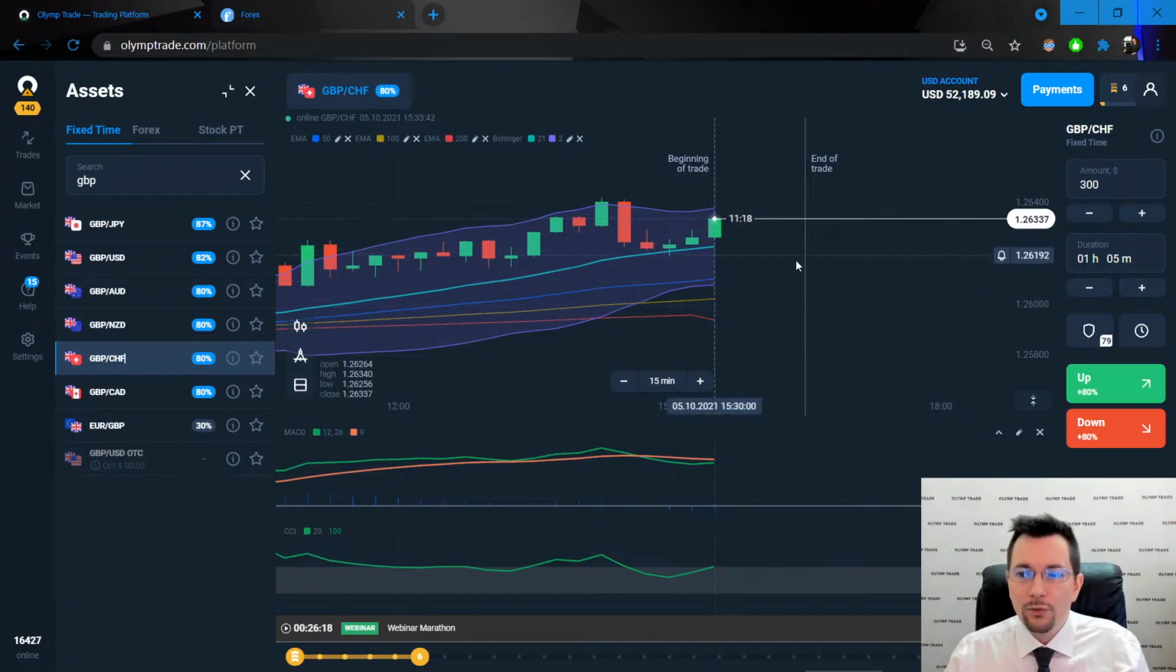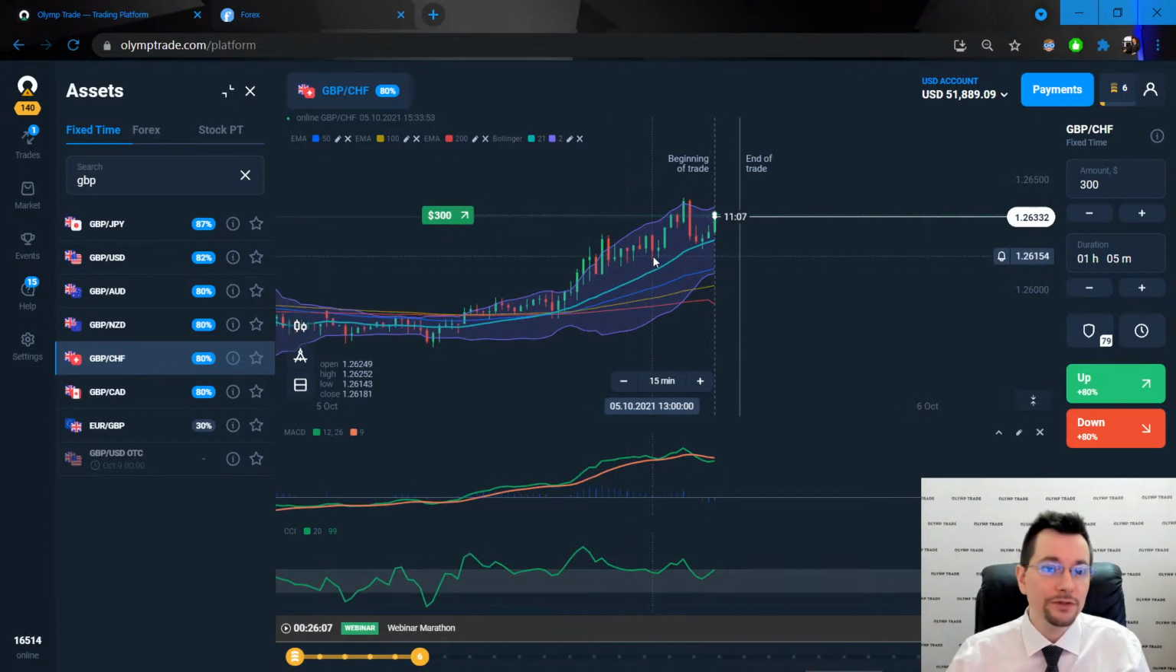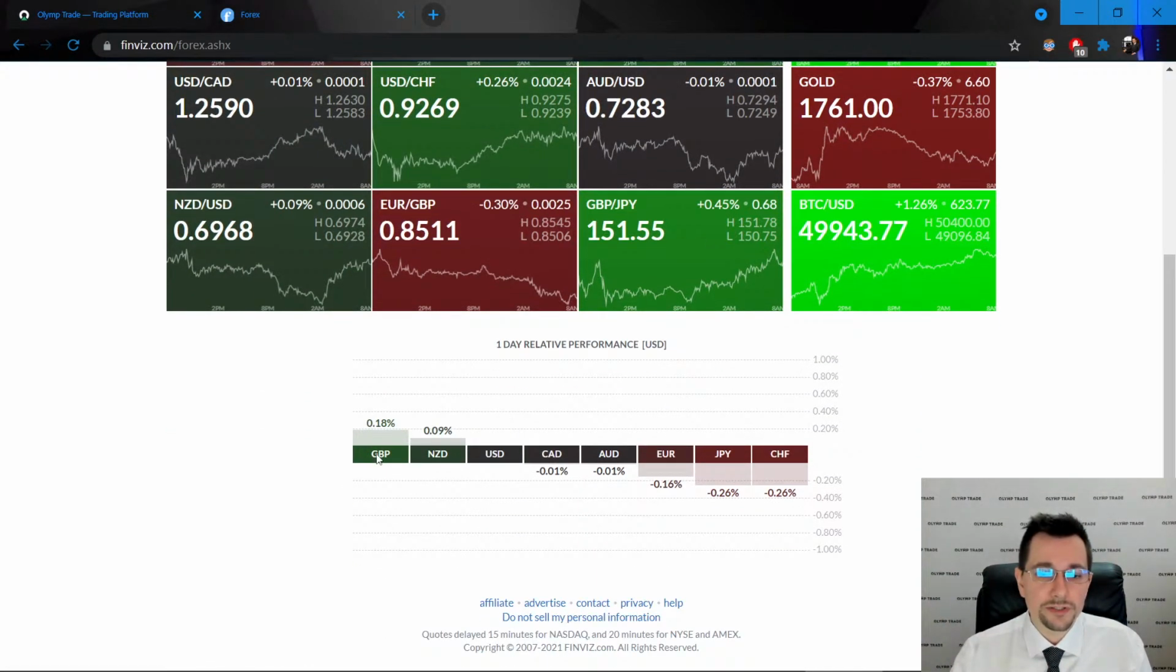so we're going to keep it at 1 hour and 5 minutes, and we're going to open it up in the up direction. 1 hour and 5 minutes. So somewhere around here, we are looking for the British pound to take off. Now, one of the reasons that we are opening up this trade is we see the British pound is one of the top currencies trading today, and the Swiss franc is one of the worst currencies trading today.